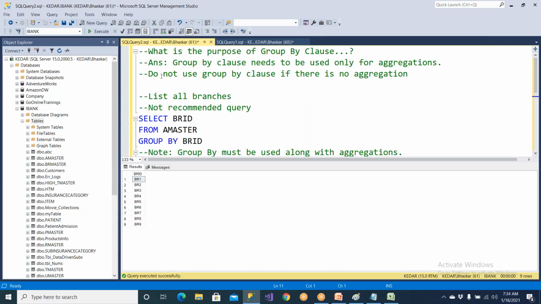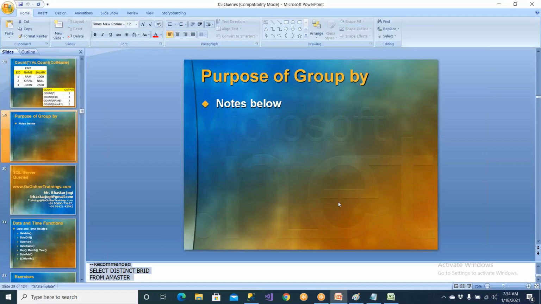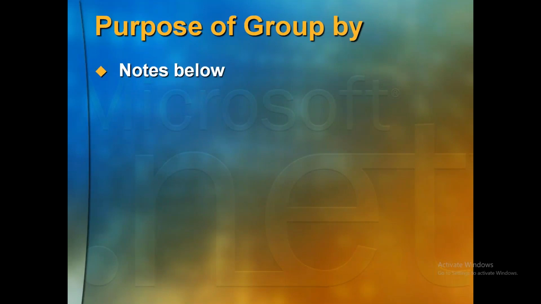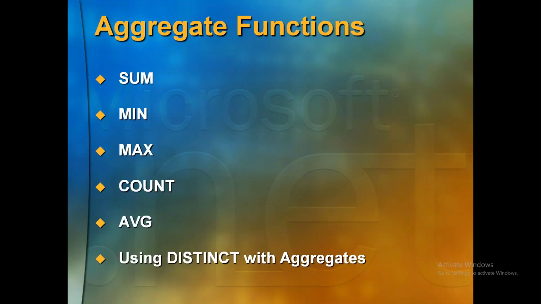So this point is very, very important. A group by clause needs to be used only for aggregations. Don't simply write group by branch ID, group by gender, group by country. No, that is useless until and unless you have aggregations in the select clause. Now, one more thing I want to show you.